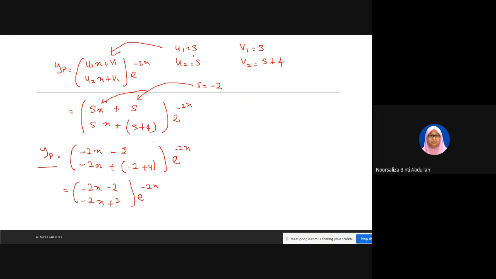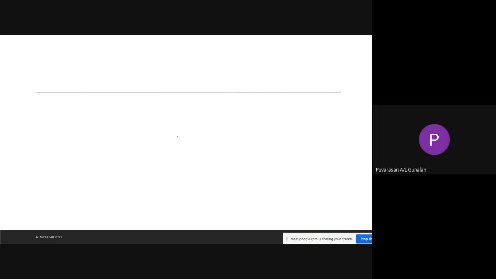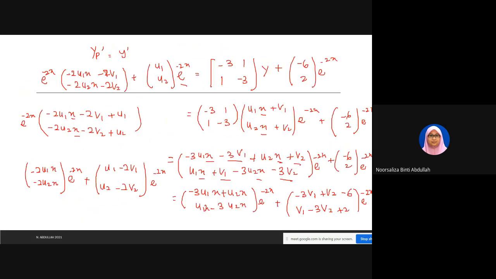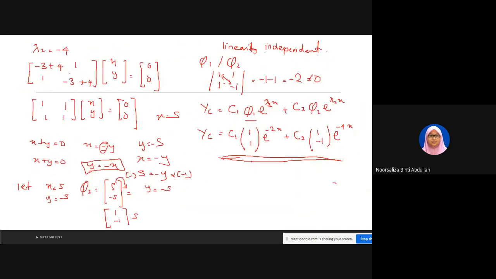Tak habis lagi. Next step is you have to obtain the general solution. General solution is Y equals YC plus YP. So what is YC? This is your YC.